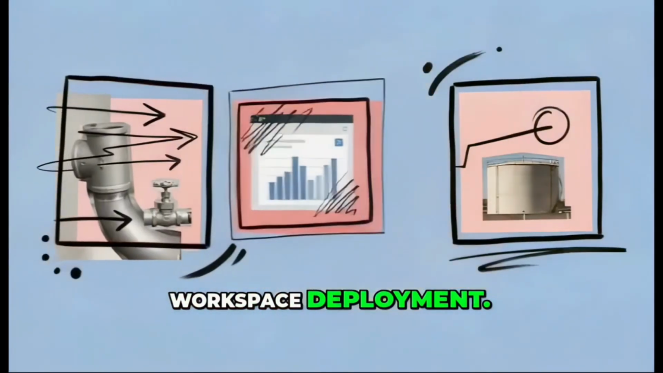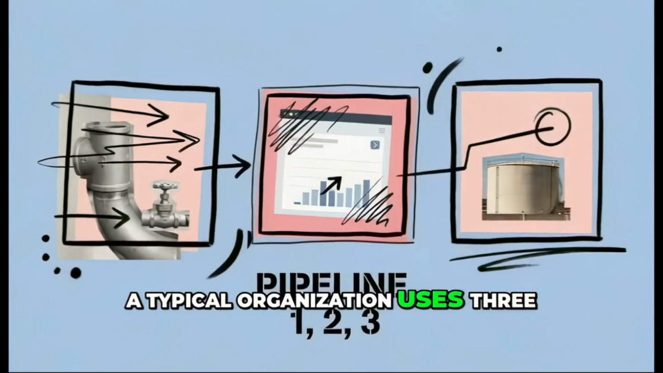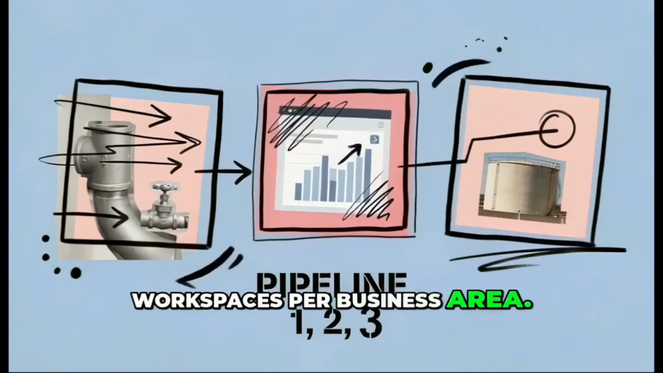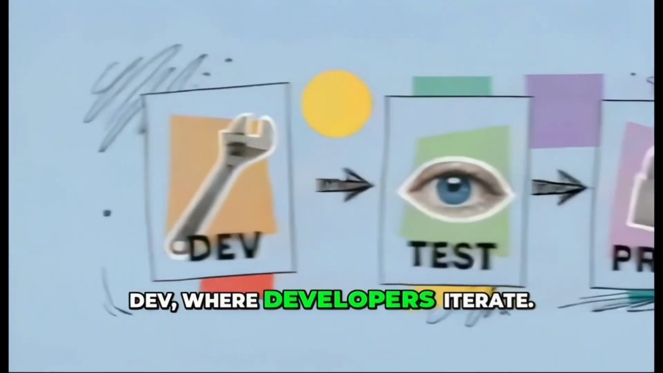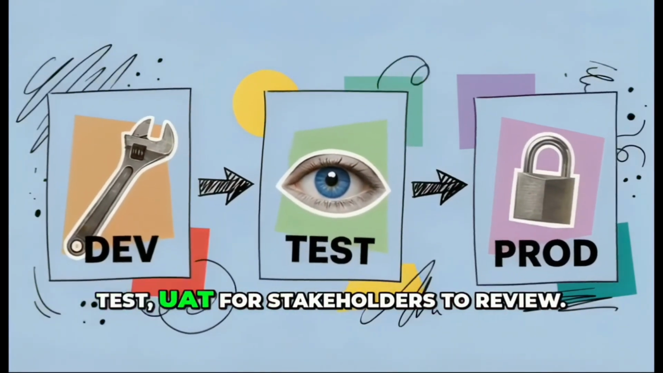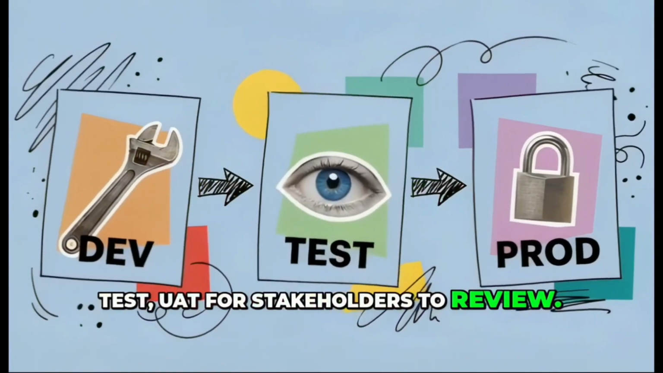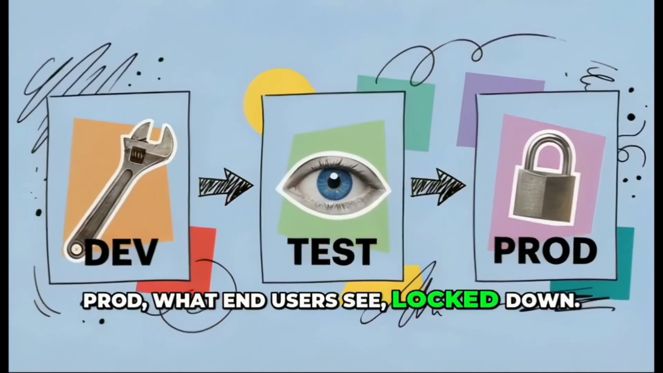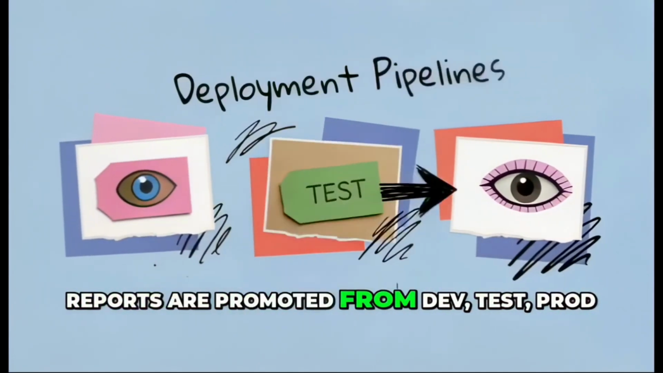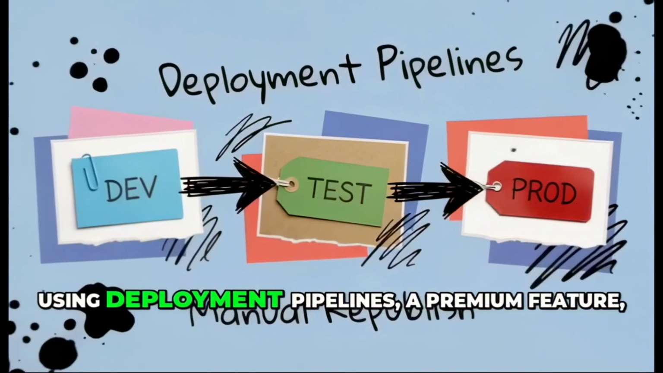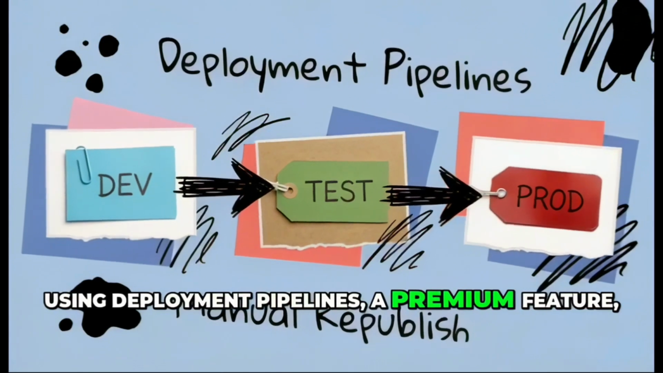Workspace deployment. A typical organization uses 3 workspaces per business area. Dev, where developers iterate. Test, UAT, for stakeholders to review. Prod, what end users see. Lockdown. Reports are promoted from Dev to Test to Prod using deployment pipelines, a Premium feature, or manually by republishing.